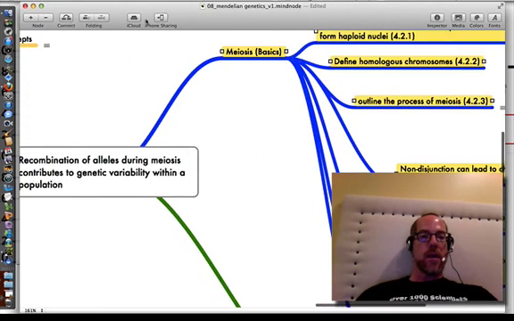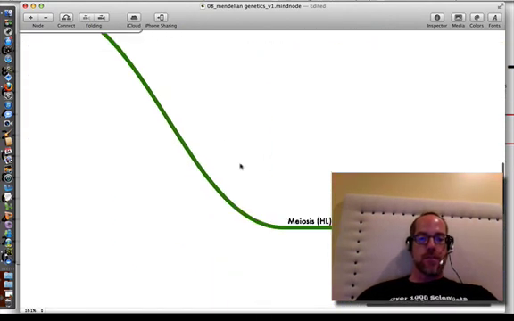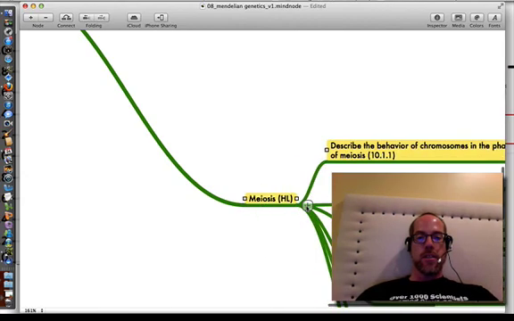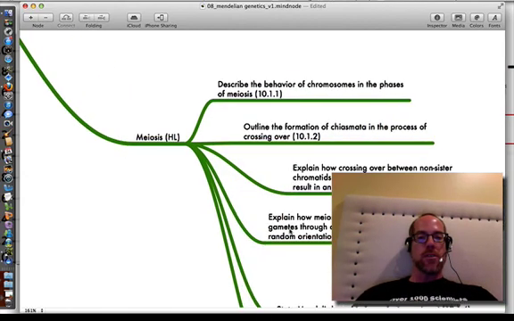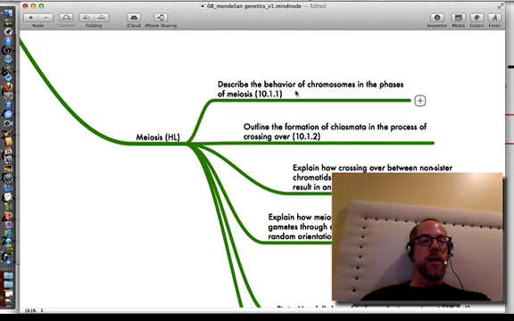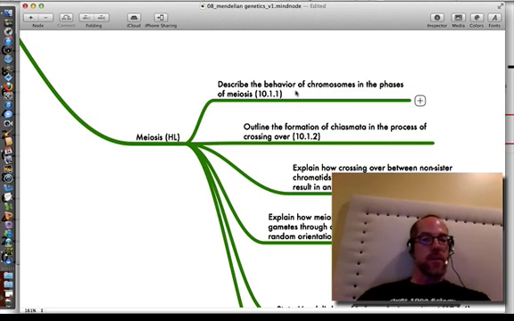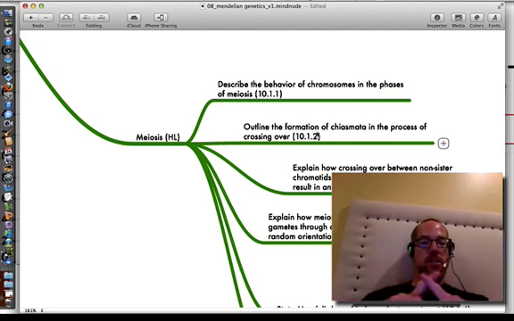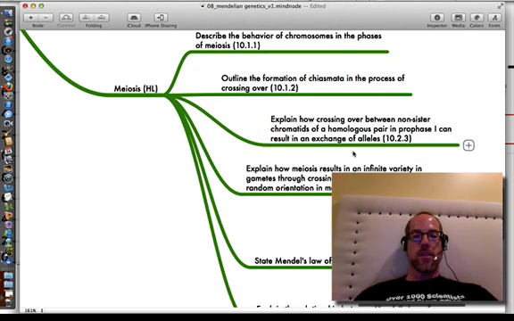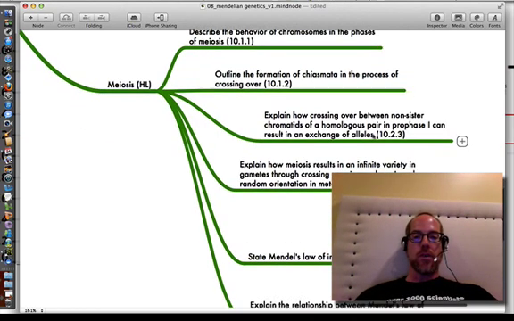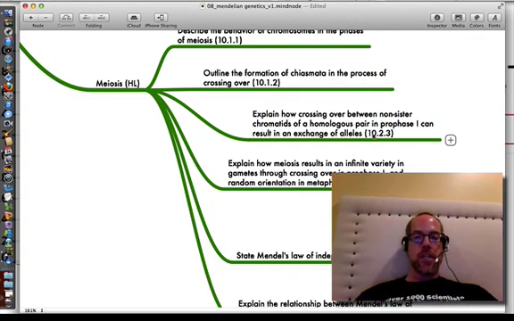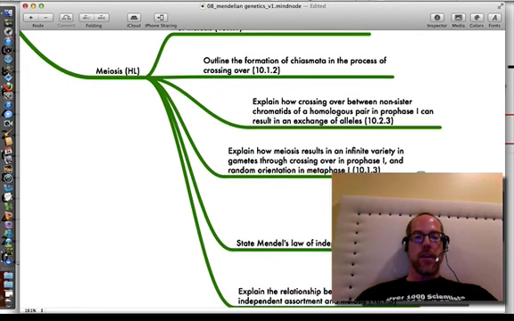Let's look at some of the more high-level stuff. What does the IB want you to know? Well, absolutely want to be able to describe the behavior of chromosomes during the phases of meiosis. Want to look at crossing over and the chiasmata between 2 homologous chromosomes. Want to talk about how that crossing over results in exchange of genetic information, exchange of alleles, and then ultimately looking at how meiosis results in an infinite variety of potential offspring.